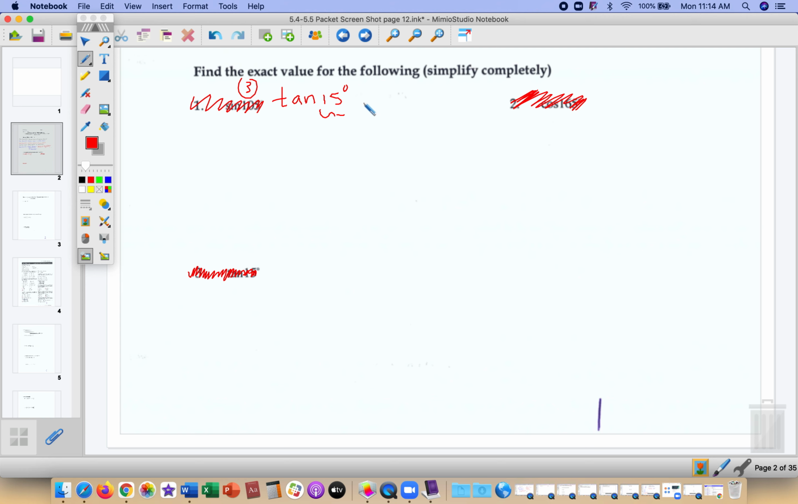We can do 45 minus 30. 45 and 30 are numbers on the unit circle. So let's write this out. If I know tan of u minus v, the difference formula for tan, that formula is tan of u minus tan of v all over 1 plus, careful with those signs, tan u times tan v.